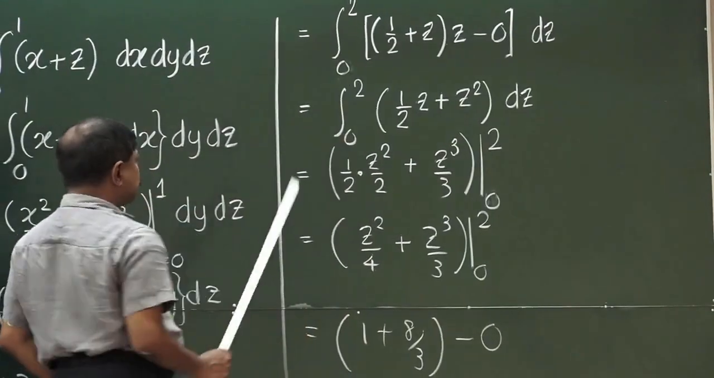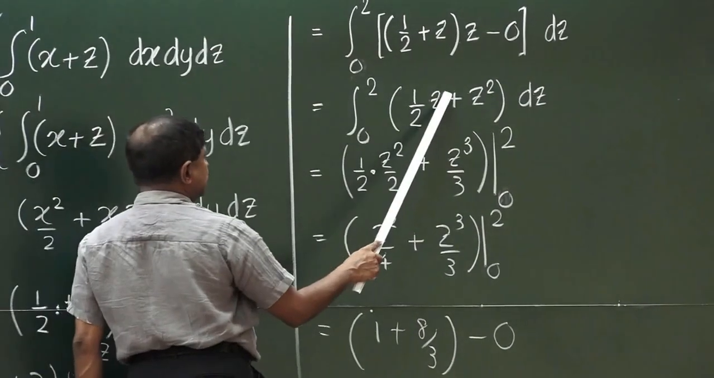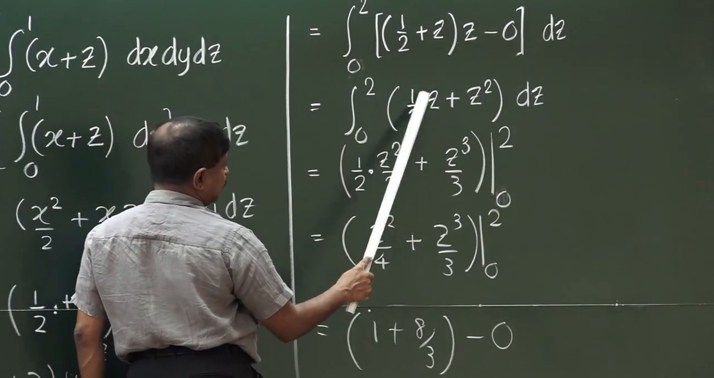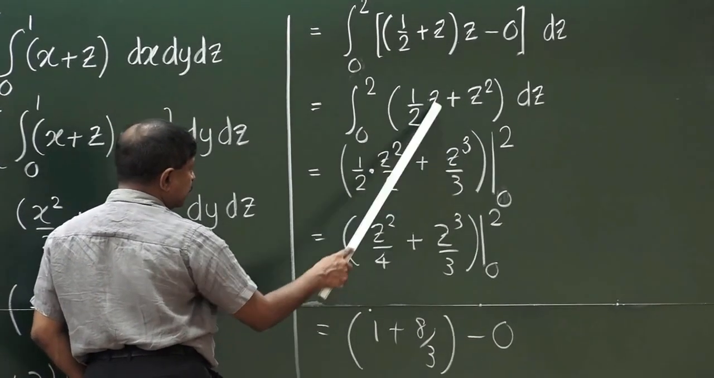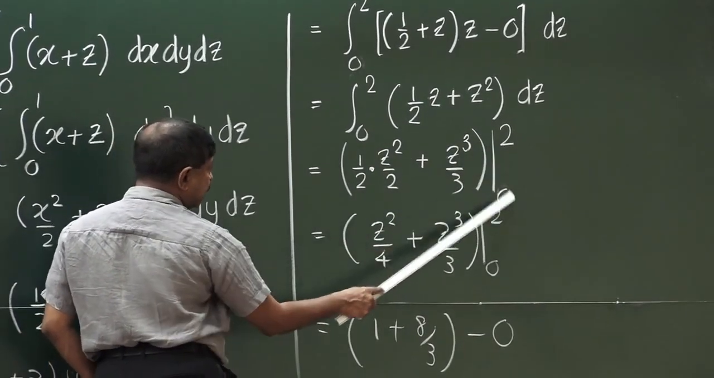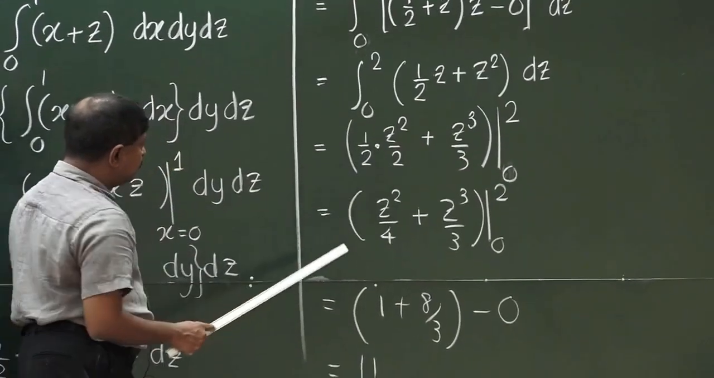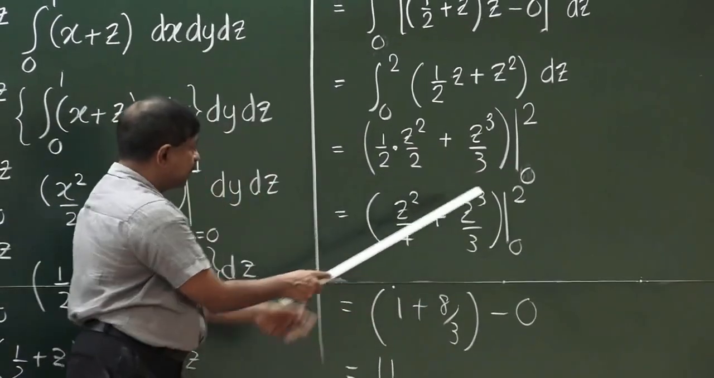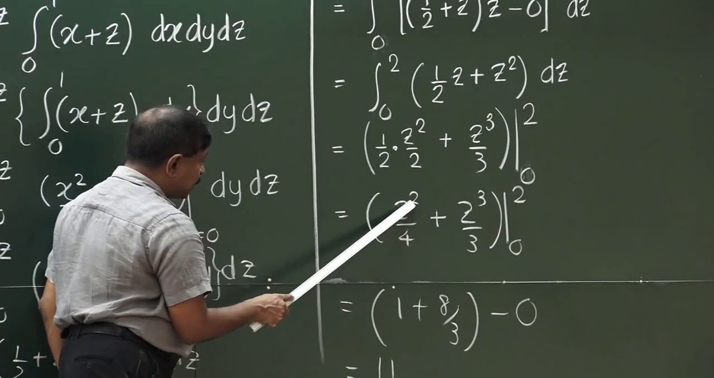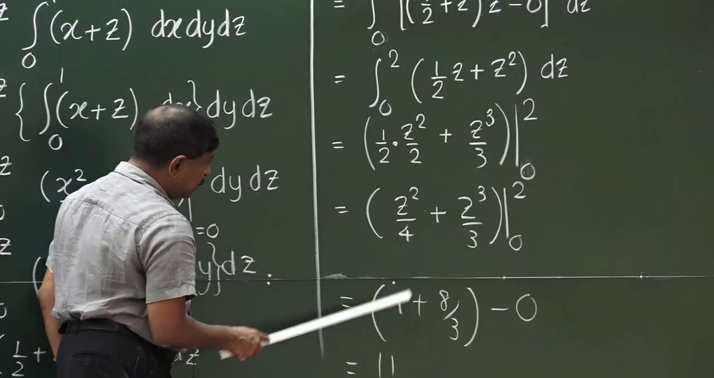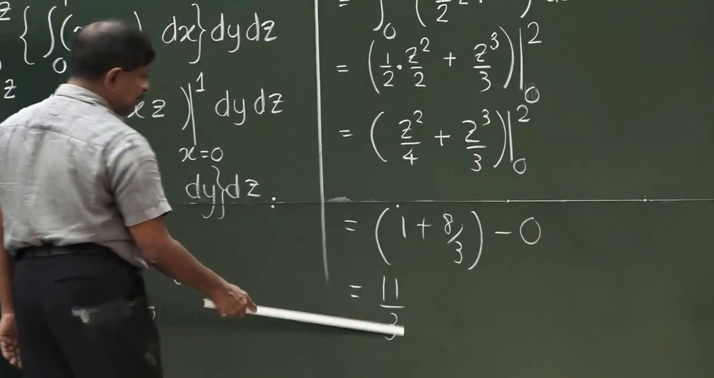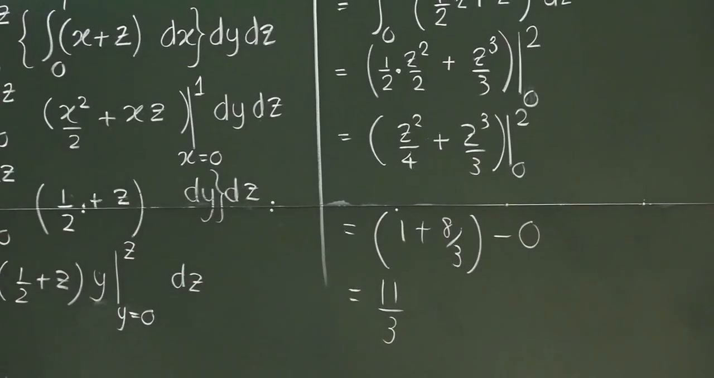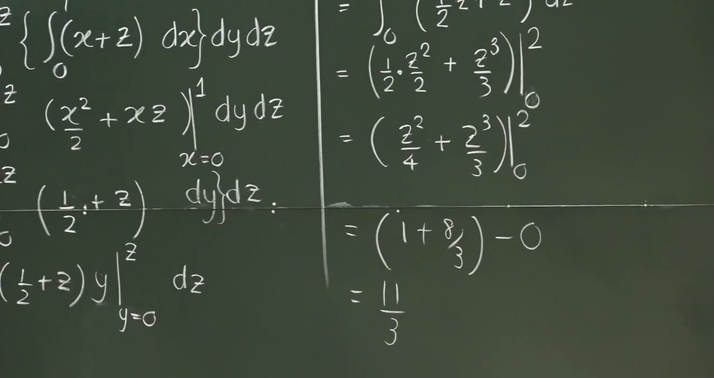Limits are from 0 to 2. Now, plug in 2 here. First we will integrate it. Again, this is a simple integral, you know how to do it. After that, you plug in limits. So, when you plug in 2 there, first let us simplify this. You get 2 squared is 4, 4 over 4 is 1, here 2 cubed is 8, 8 over 3 minus 0, which is 11 over 3. So, that is how you evaluate triple integrals.